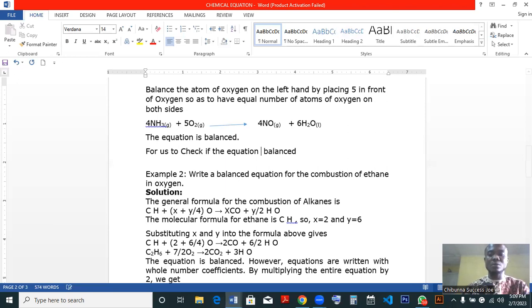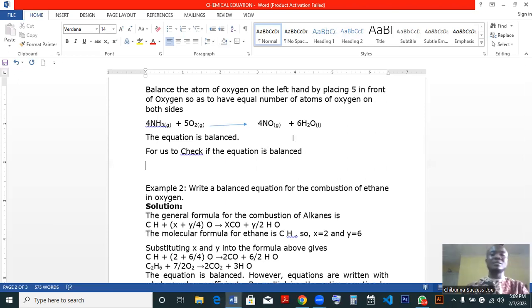So what we are going to do now is, first of all, look at the relative atomic mass of these elements. RAM stands for relative atomic mass. Of course, you know that each element has its own relative atomic mass.